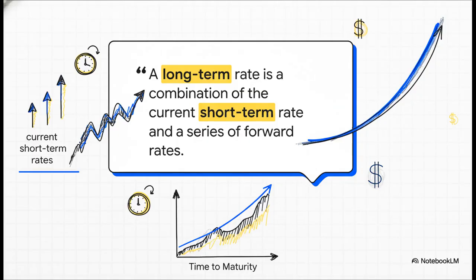So here is the big takeaway. A long-term interest rate isn't just some random number pulled out of thin air. It's really a blend, a combination of today's short-term rate and all the implied forward rates for every single period between now and when the loan ends. It's all baked right in.